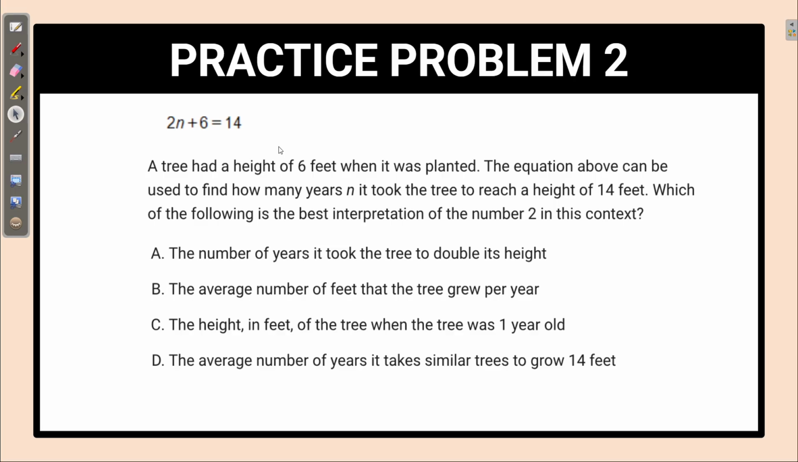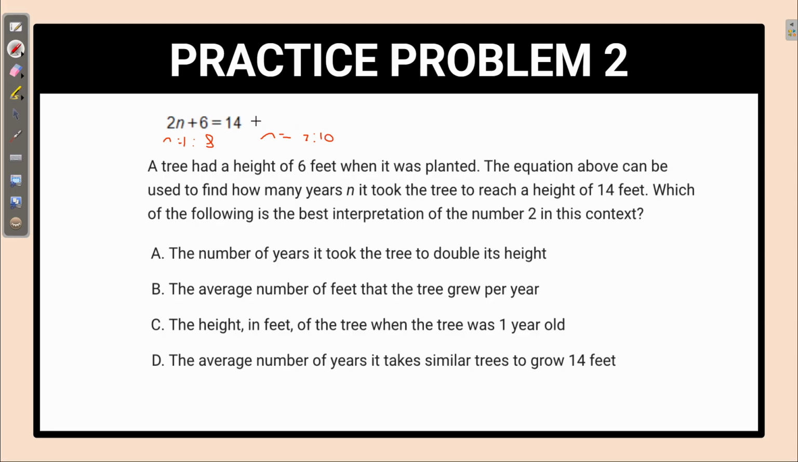And basically, by looking at this equation, we can infer that this is going to be the rate at which the tree is growing, because this equation models how long it takes to reach the height of 14 feet. So as n increases, as the years increase, you can see that the height is increasing. For example, if we use n equals 1, then we would get that the tree is 8 feet tall. But if we use n equals 2, we would get that the tree is 10 feet tall.